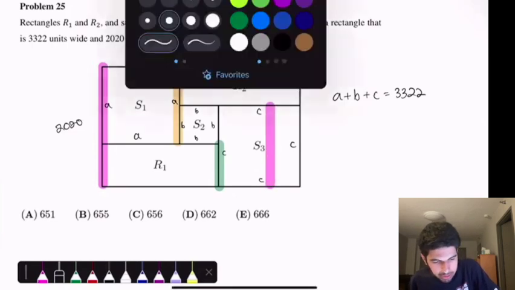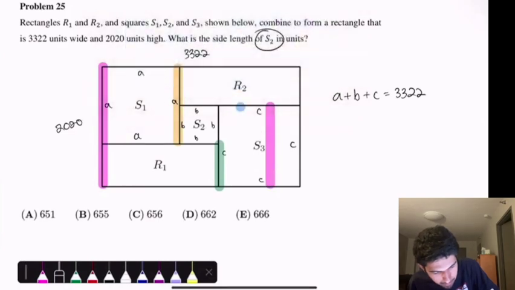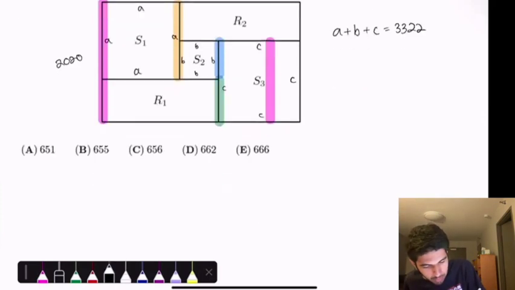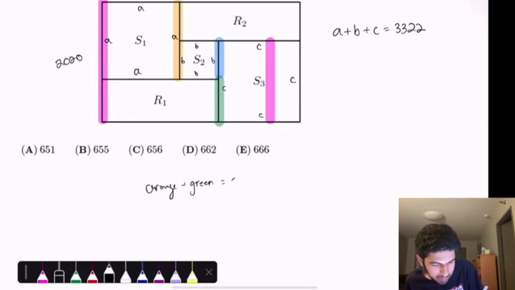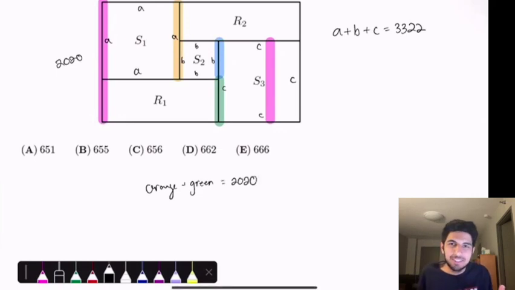And that looks like this, S3. And we'll do a blue line. And what I'm going to do is shift this blue line over and see that the blue line plus the green line equals the pink line. Okay, so we know that orange plus green is going to be equal to 2020. We just want it in terms of the variables.